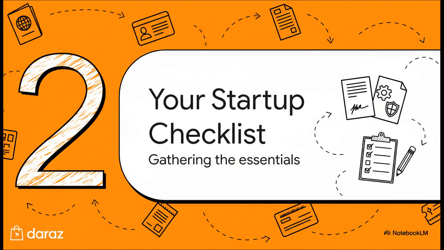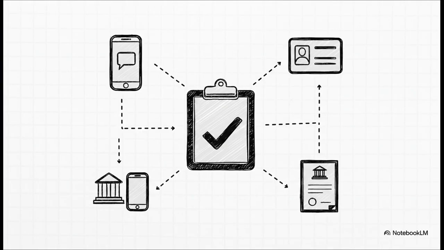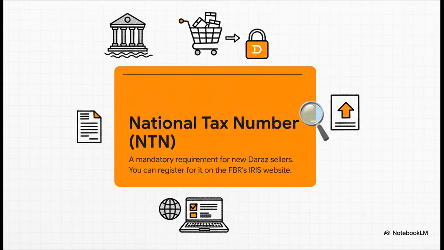All right, a little prep work now will save you a ton of headaches later. Before we actually start filling things out, let's go over a quick checklist of the things you'll need to have ready to go. Okay, you need 4 key things. First, an active phone number they can send a verification code to. Second, your CNIC, your ID card. Third, a bank account or even a digital wallet. And fourth, this is important, a national tax number or NTN. Now, this NTN thing is a bit of a new requirement from Daraz, but it's totally mandatory. You just can't create a store without it.